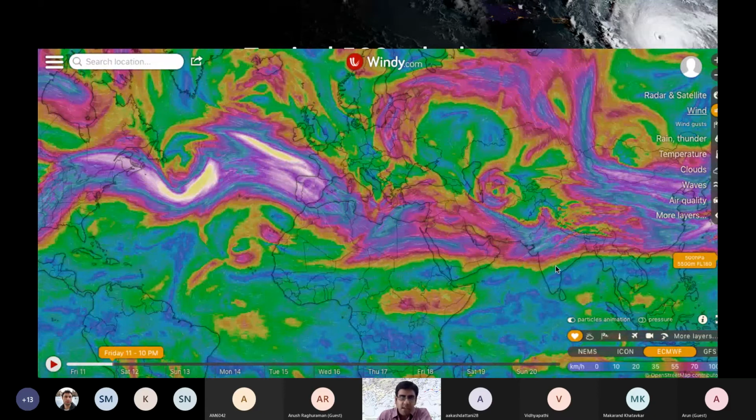So next week the jet stream is going to move up. That means the warmer weather will be back to Central India and also Maharashtra. But by the end of the month, the jet stream may dip down, and the lowering of the jet stream is very important for bringing cold weather.